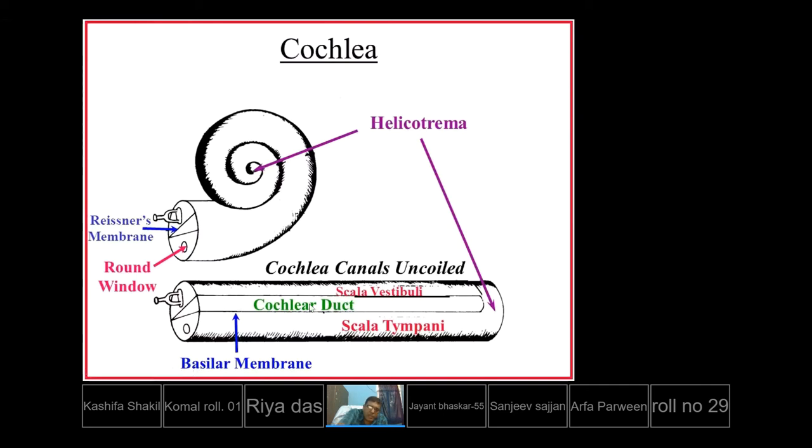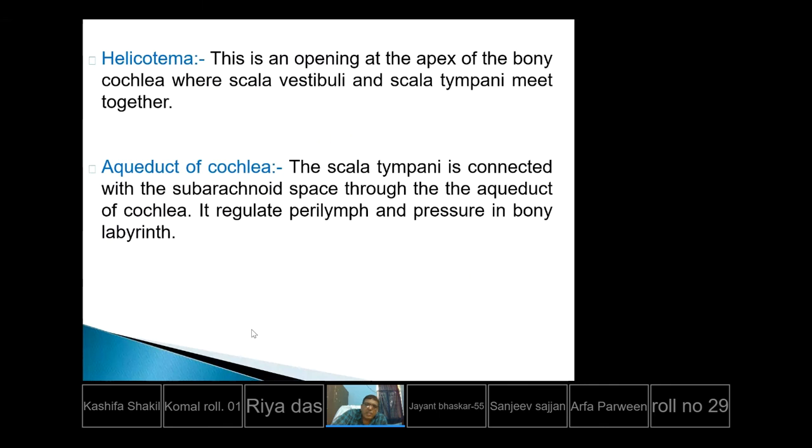But these bony canals are not blind. So the fluid inside the cochlear duct is endolymph, and the fluid inside the scala vestibuli and scala tympani is perilymph, which is connected to the subarachnoid space through the cochlear aqueduct.